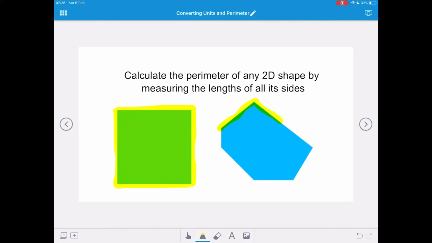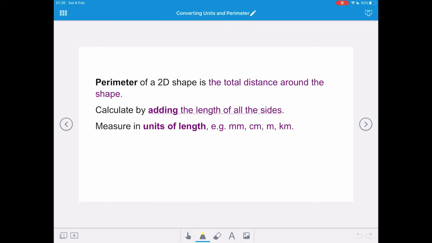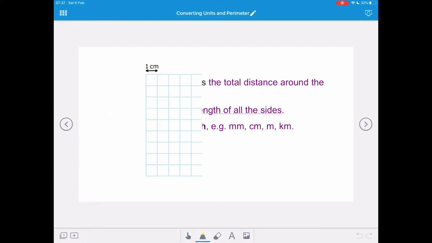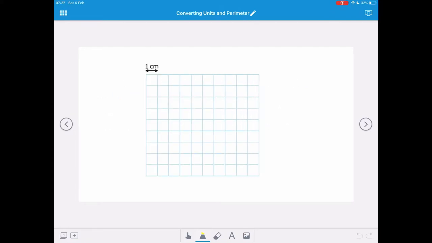We could also do the same to this irregular hexagon, which would be slightly more complicated because it's got all different lengths of sides. And the perimeter of a 2D shape is the total distance around the shape, and we calculate it by adding the length of all the sides together. It's measured in units of length, for example, millimeters, centimeters, meters, or kilometers, but we can also work out perimeters in imperial units. Now, we can do this by putting it onto a square grid, if we know that the squares are all 1 centimeter.